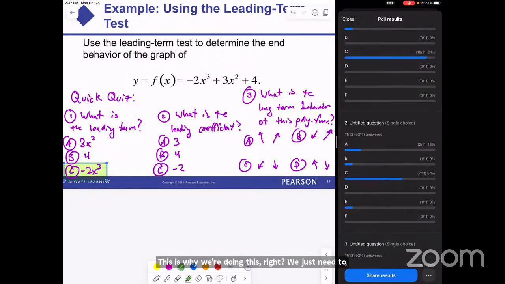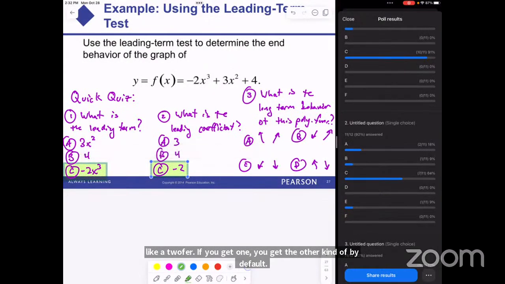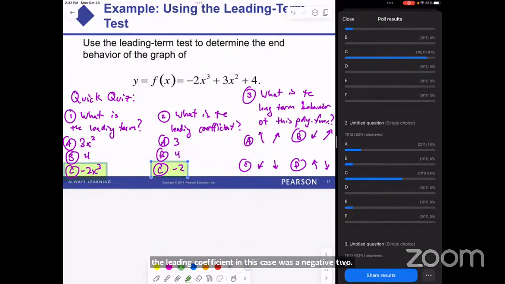Okay, then for question 2, let's duplicate. What is the leading coefficient? So it just matches up. It's kind of like a twofer. If you get one, you get the other, by default, right? So the leading coefficient in this case was -2. We needed that piece of information to answer question 3. The leading coefficient is negative, which means we should be going down to the right.